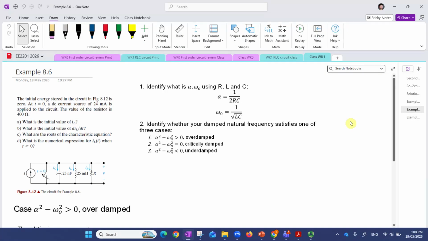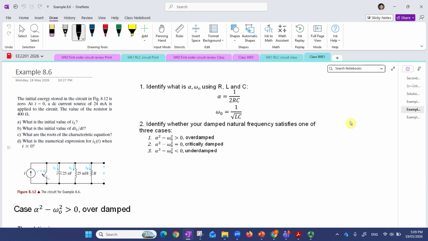All right, let's look at this example 8.6. This 8.6 is also in your textbook in the 10th edition, as I mentioned, so you can also find it online in the PDFs. In this question, the initial energy storage in the circuits is 0. Both the capacitor and the inductor do not have any initial current or voltage.